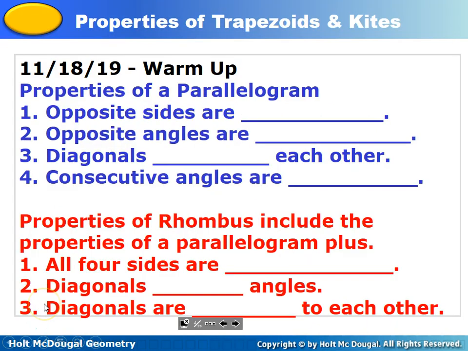So before we move on, I want to go through this warm-up just to reiterate what our properties are. So our properties of a parallelogram are opposite sides are congruent, opposite angles are congruent. And the reason I didn't put parallel on that first one is because that's part of the definition. Then our diagonals bisect each other, and our consecutive angles are supplementary.